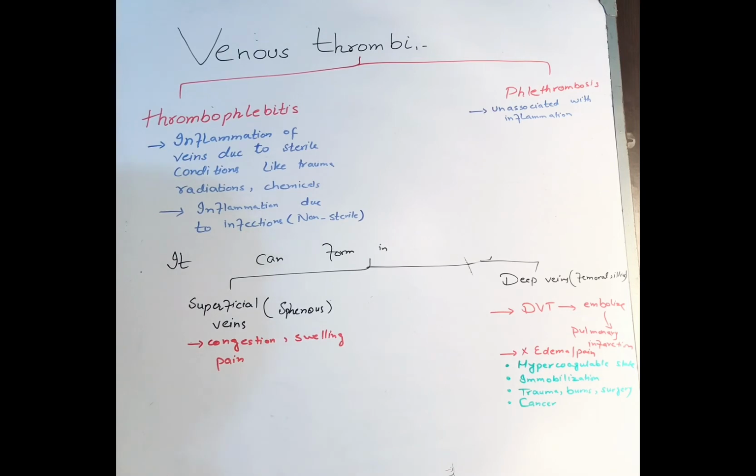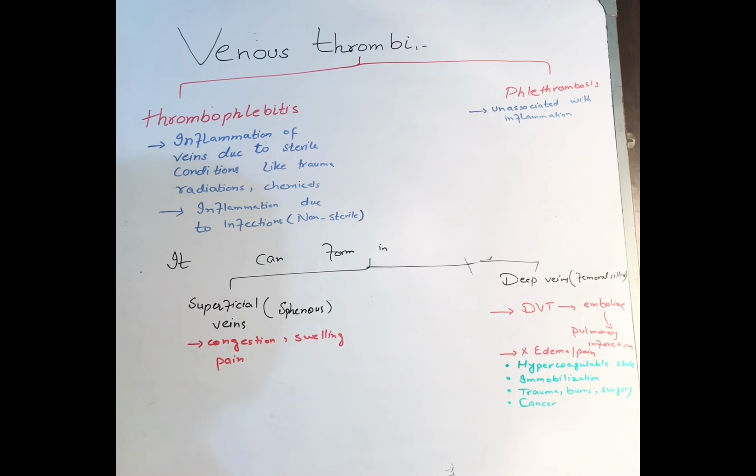Why does deep vein thrombosis occur? There can be some immobilization. Whenever there is immobilization, there is stasis of blood, and that's how thrombus formation is favored. Hypercoagulable state, I have explained this in my previous video, how hypercoagulable state will lead to thrombus formation. Now, trauma, burns, and surgery. We know in trauma and burns there is endothelial injury. In surgery as well there is endothelial injury. After surgery, we have to advise our patient to get some bed rest. So there is immobilization. This is how trauma, burns, and surgery cause deep vein thrombosis.